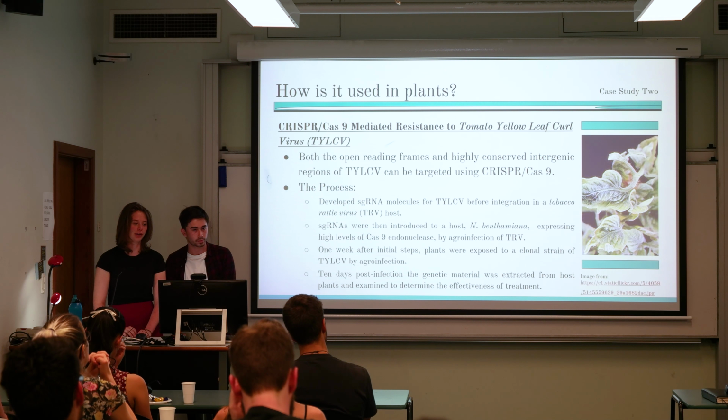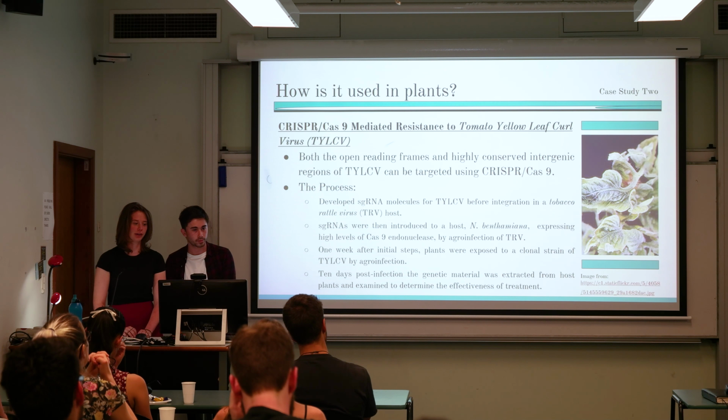So in this case, both the open reading frames and highly conserved intergenic regions of this virus can be targeted using CRISPR-Cas9 technology. So the scientists involved in this investigation developed single guide RNA molecules for the virus, which were then integrated into a tobacco rattle virus host. The single guide RNAs were then introduced to their host plant, expressing high levels of Cas9 endonuclease, by agroinfection.